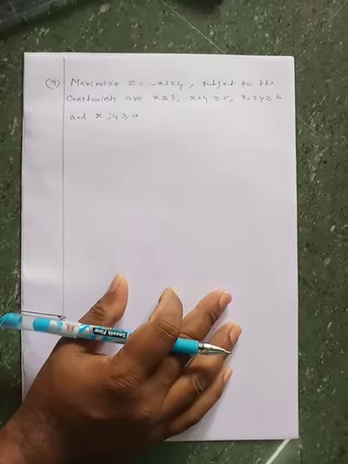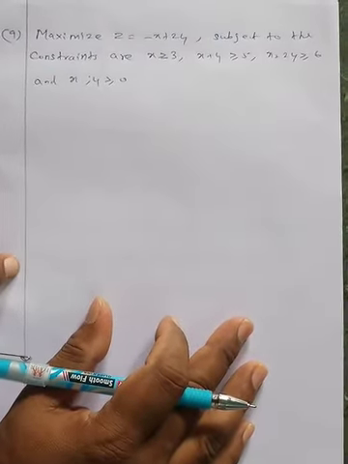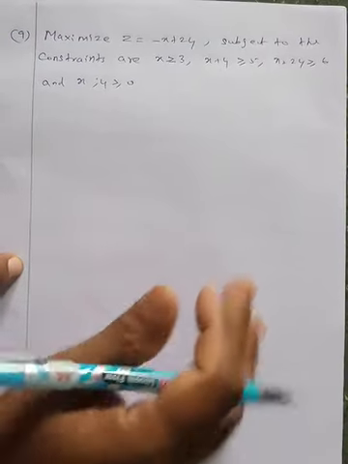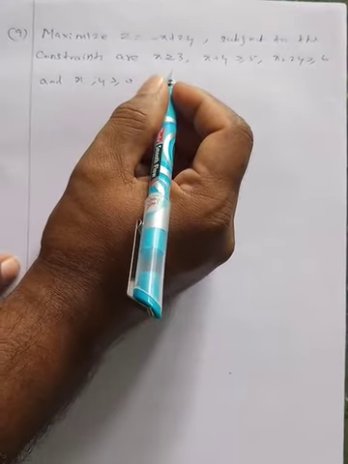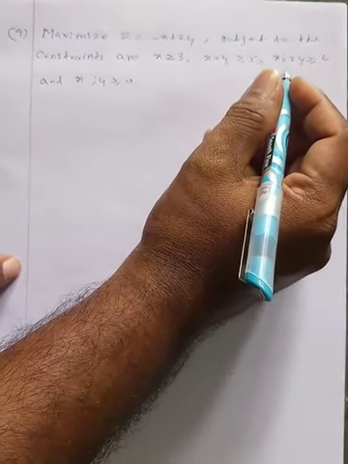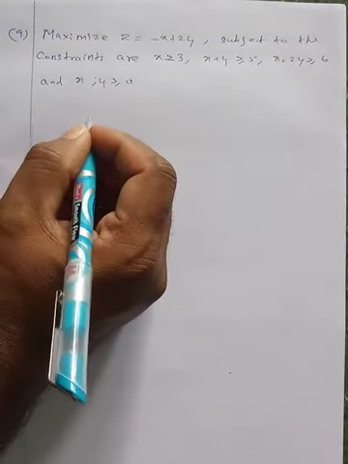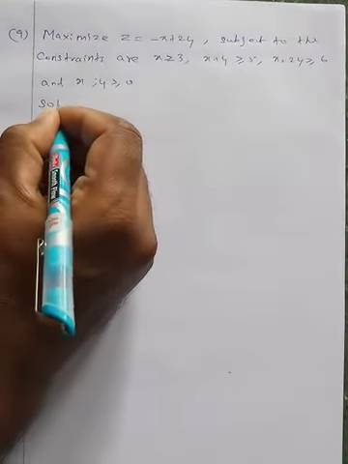Number 9. Maximize z is equal to minus x plus 2y, subject to the constraints x greater than or equal to 3, x plus y greater than or equal to 5, x plus 2y greater than or equal to 6, and x, y greater than or equal to 0.